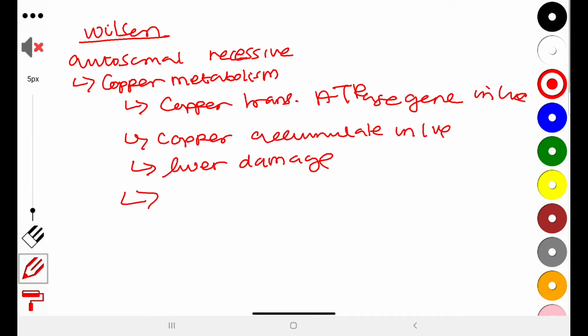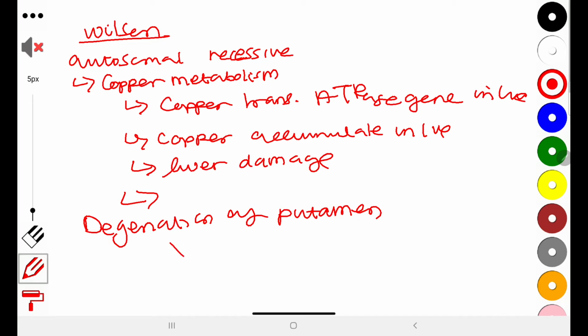The dominant neurological pathology is degeneration of the putamen, and also part of the lenticular nucleus. All right. The other ones are tardive dyskinesia, which is due to medical treatment sometimes.